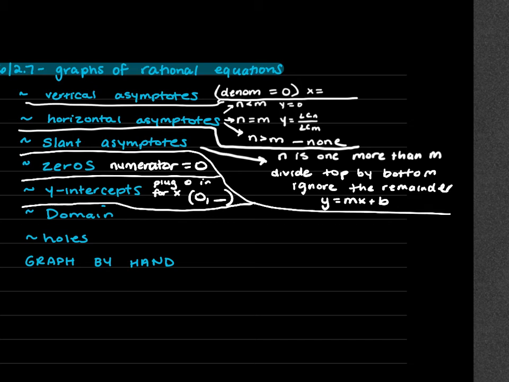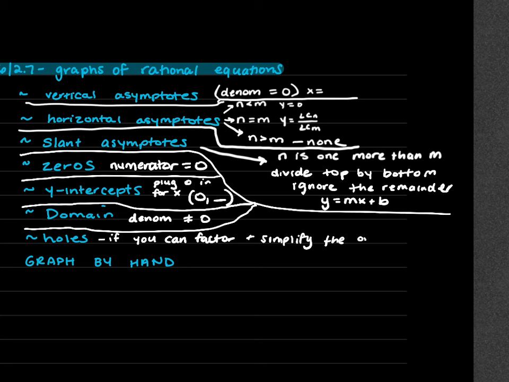Domain is the opposite of the vertical asymptotes. It's the denominator not equal to 0. And this would be in interval notation. The holes occur if you can factor and simplify the original. Whatever you cross out is where your hole is.